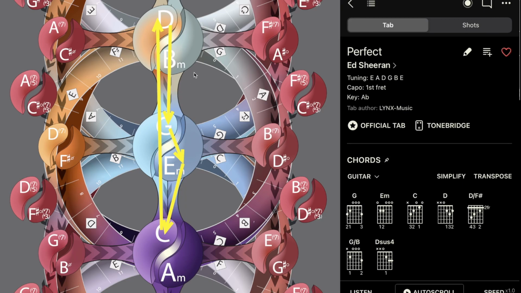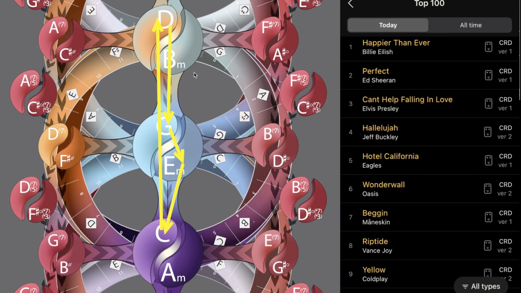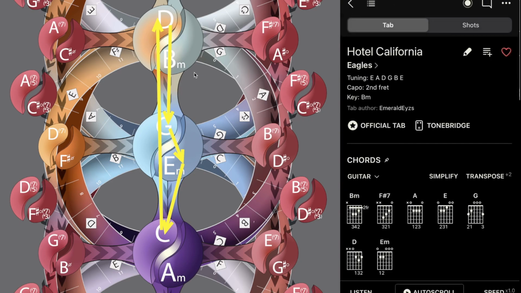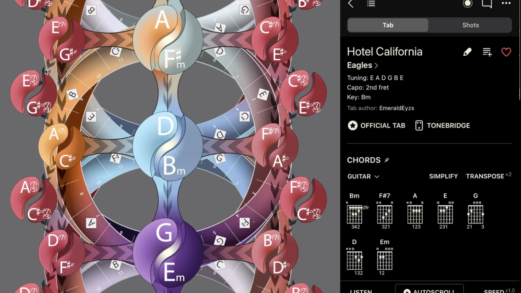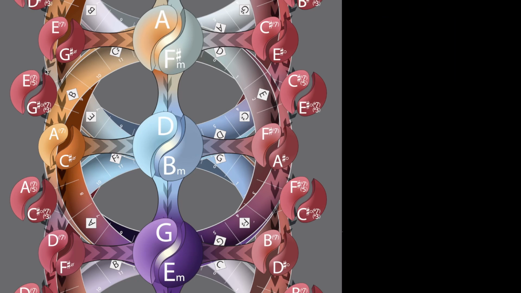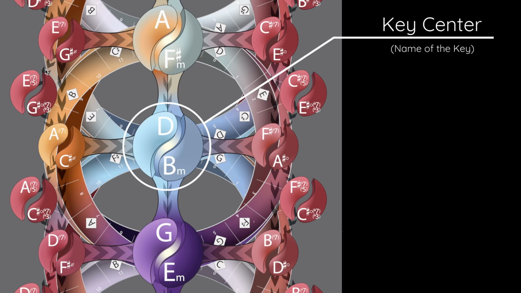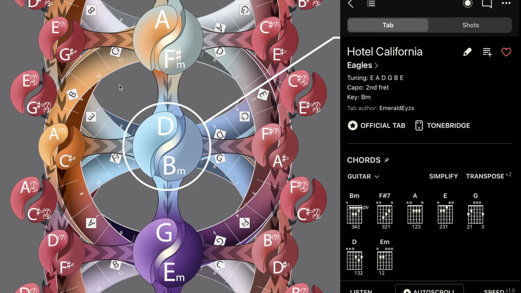Let's try another one. How about Hotel California? Actually, this is kind of a tricky one. So let's check it out. Now we're in the key of B minor, which is the same thing as being in the key of D. I'll show you what I mean. Because remember, that key center could be a major key or a minor key. So if I'm in the key of D major, I'm also in the key of B minor. Same thing. So let's see if Hotel California obeys the rules.